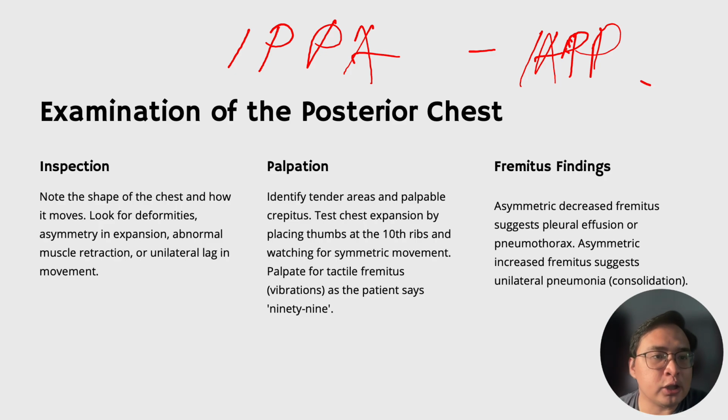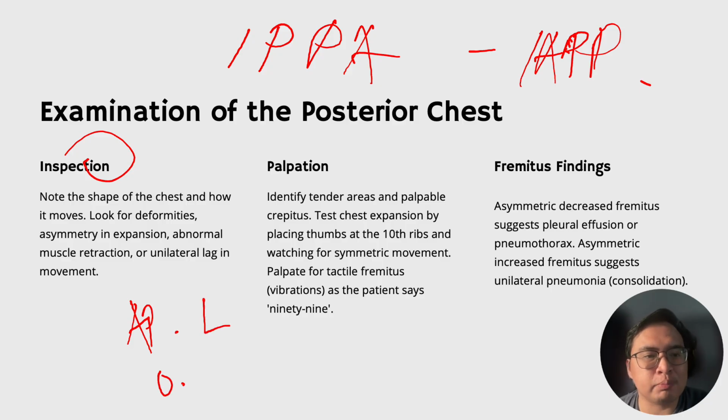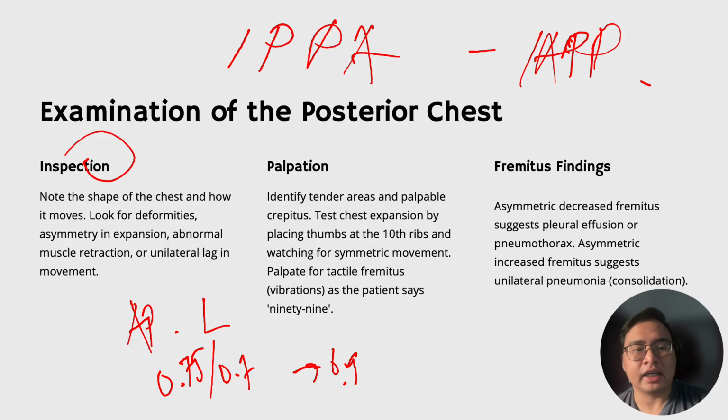So, when you inspect, you look at the shape of the chest. Specifically, you look at the ratio of the anterior-posterior diameter to the lateral diameter. So, the normal ratio is around 0.75, or 0.7 up to 0.9 in the elderly population. In other words, your thorax should be wider than it's deep. Okay, why are you looking for that?